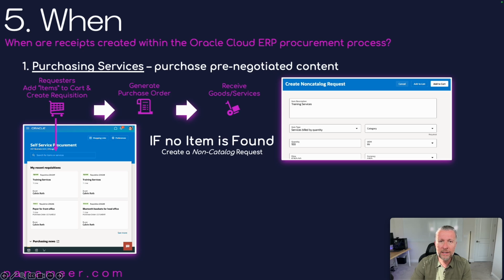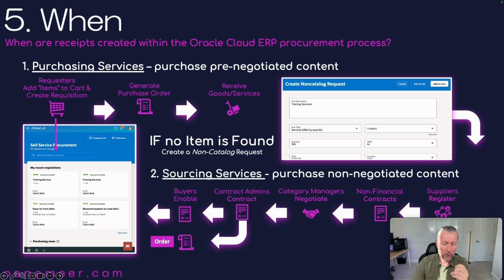Now, when they can't find pre-negotiated content, those same requesters will use a non-catalog request to invoke the service of sourcing. Once you invoke that service, suppliers will register. They may be qualified if government. You may have some contractual for pre-purchase or non-contracts. You may have sourcing. You may have a purchase contract associated with that. Then you may create an agreement, or you may have a purchase order.